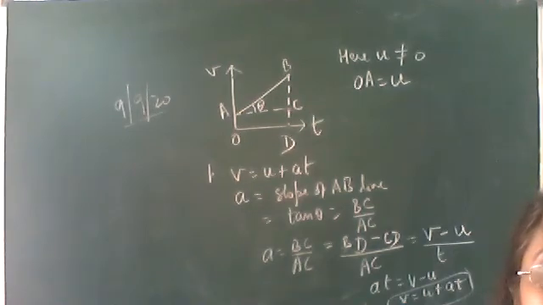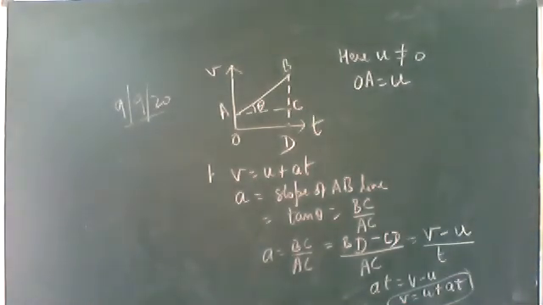The second equation of motion is S is equal to ut plus half at square. Here S is coming, that is the distance traveled. And how do you find the distance traveled from the VT graph? It is the area covered under the line. So try to find out, derive it graphically.